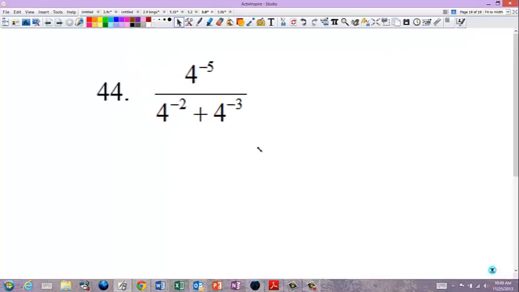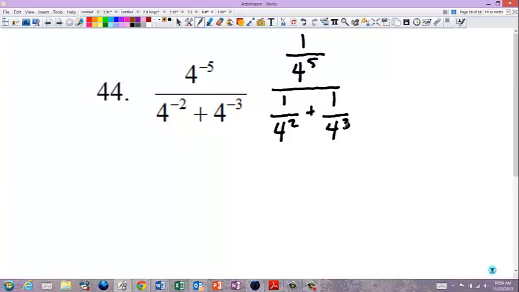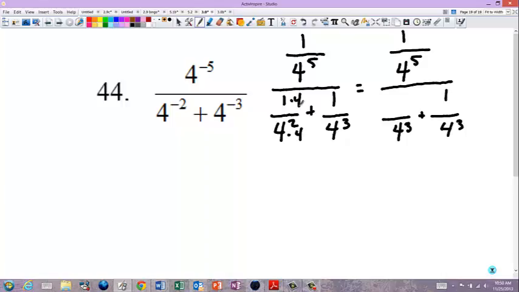44. I don't know why I'm going backwards. I'm going to do the same thing. I'm going to write them as that's 1 over 4 to the 5th. That's 1 over 4 squared. That's 1 over 4 cubed. Get a common denominator on the bottom. Leave this. That would be 4 cubed. This one doesn't change. Multiply by 4. So that ends up being 1 over 4 to the 5th over 5 over 4 to the 3rd.